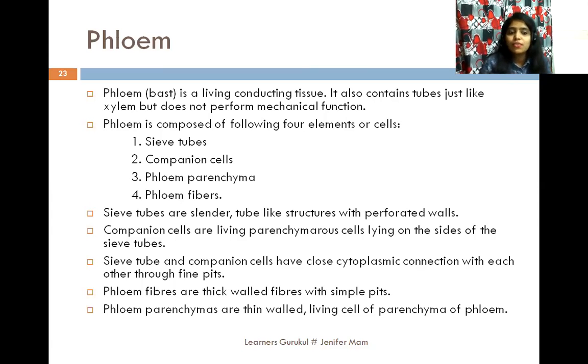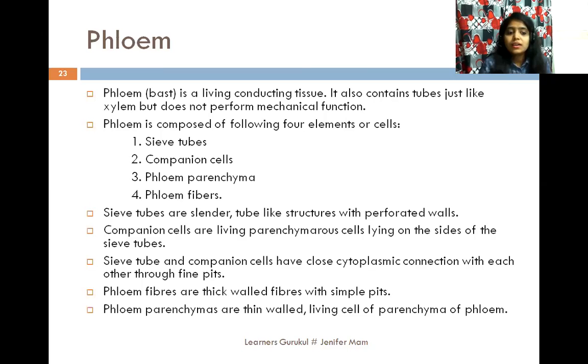There are four types. The first one is sieve tubes, the second is companion cells, the third is phloem parenchyma, and the fourth is phloem fibers. Sieve tubes are very slender and have perforated walls, with pores inside the walls. Companion cells are living parenchymatous cells present at the sides of the sieve tubes. The sieve tubes are surrounded by these companion cells.